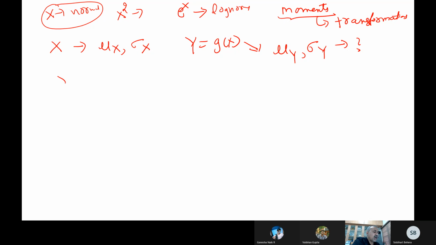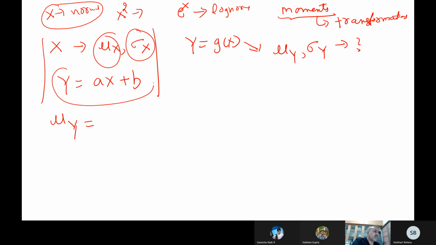Now for a simple transformation, y is ax plus b. x has mean mu of x and standard deviation sigma of x. What will be the mean value of y for this linear transformation? So x is mu of x, sigma of x, and y is ax plus b. What is the mean value of y? Tell me. The simple transformation.